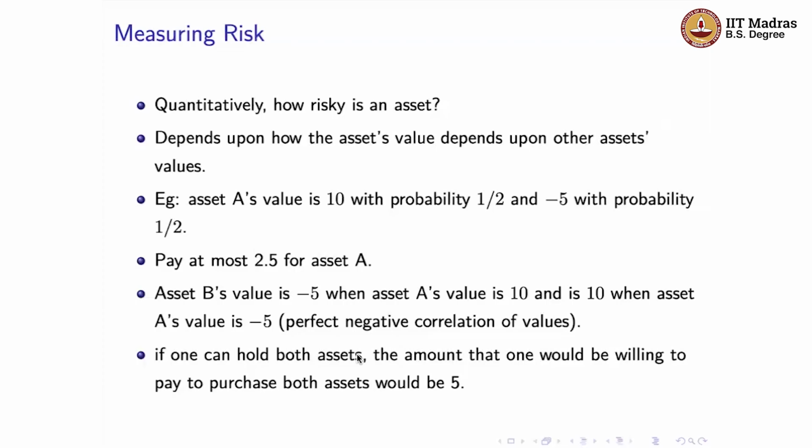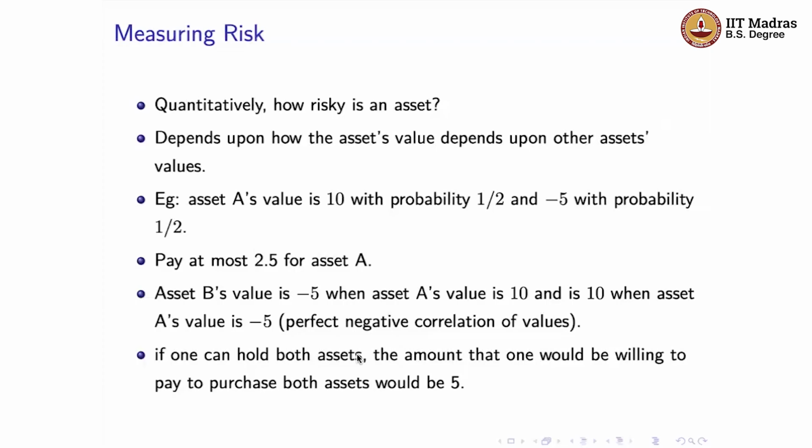But this asset B has a particular characteristic, right? This asset B has the characteristic that it's going to take a value of minus 5 when asset A takes a value of 10, and it's going to take a value of 10 when asset A is minus 5. Now, if you can combine these two assets and purchase them together, what you observe is that this is going to give you a sure return of 5, right?